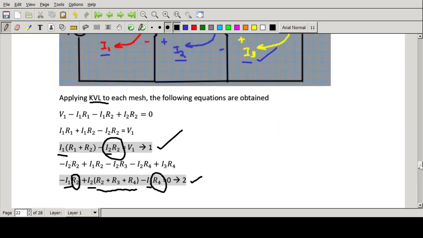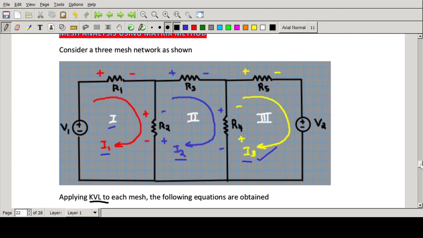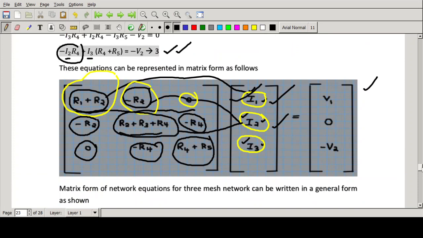From the first equation, we will get V1, the voltage source. See here, for the second mesh, there is no voltage source, so it is taken as 0. That can be easily understood if you see the circuit. See, second mesh, there is no voltage source. So that is why in the matrix we write it as 0. So first is V1, second is 0.